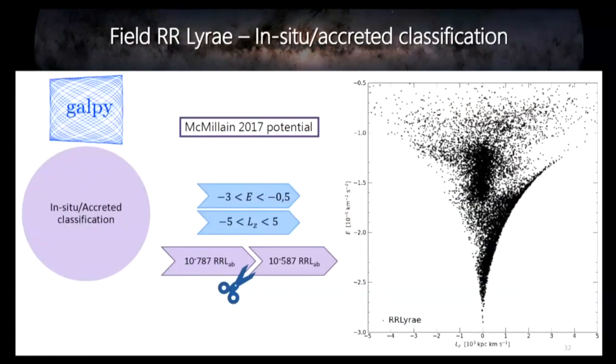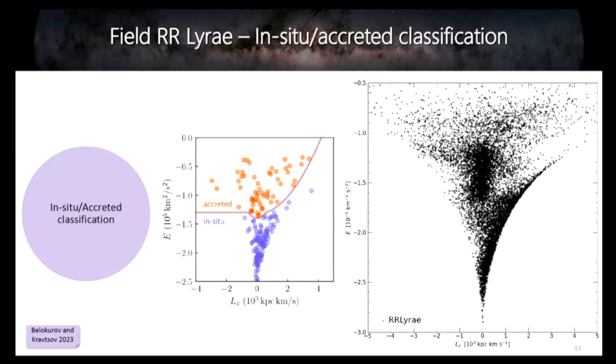So we calculate the integrals of motion. We made this plot of energy and the projection of angular momentum. We use also in this case GalPy and the McMillan 2017 potential. We decided to cut the dataset just to make the same plot that we already saw for globular clusters, because we want to compare the situation of globular clusters and the RR Lyrae in the field.